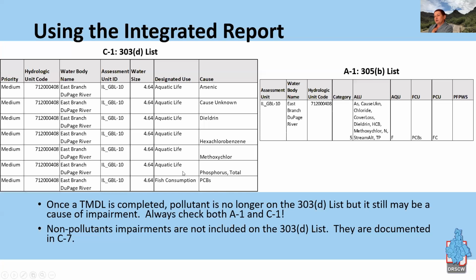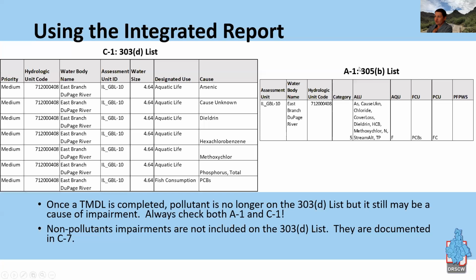Now, that's great, but you also have to remember that there are key things that may be leading to impairment but aren't listed on the 303(d) list because either A, they're not a pollutant, there's a habitat impairment, or B, they already have a TMDL developed for it. So just because there's a TMDL doesn't mean it's no longer contributing to water quality issues. It just means that it's no longer on the 303(d) list.